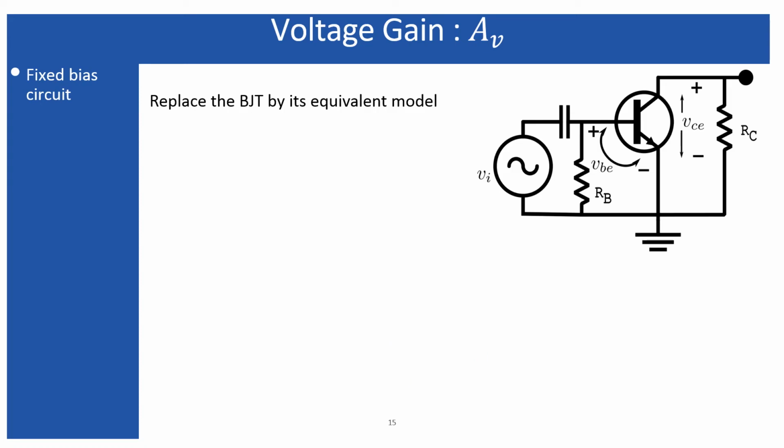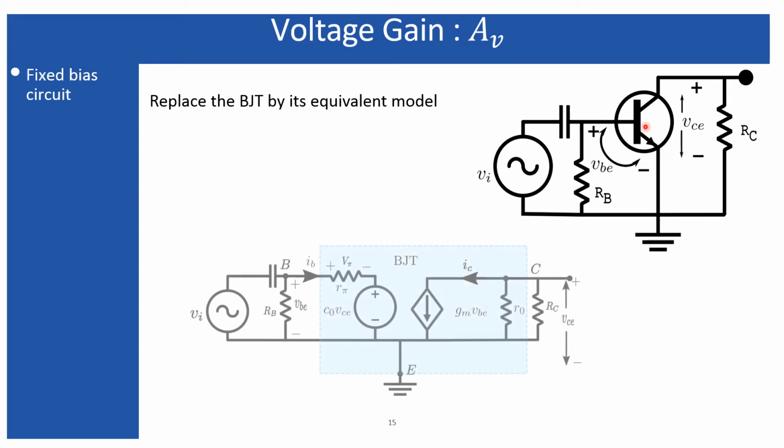Now the application part. In the case of application, simply replace this BJT by its equivalent model like this. This RB, this capacitor, the external voltage source, and this RC, they are external to the circuit. The internal circuit of this BJT I have replaced by its equivalent model, what I have obtained from the analysis of the small signal model in my earlier slides. So the shaded region represents the BJT itself.